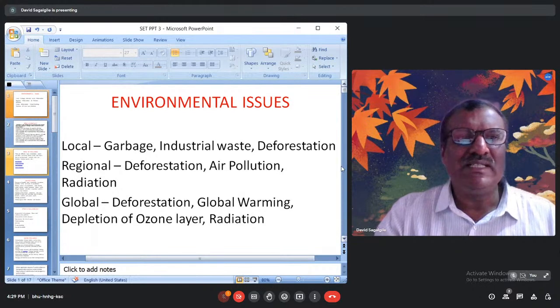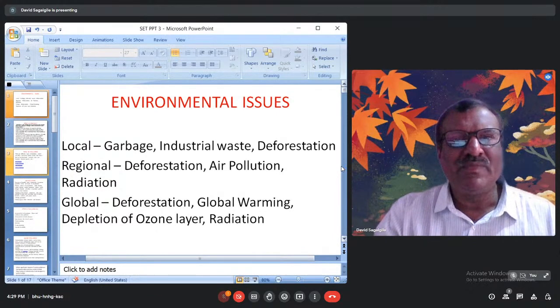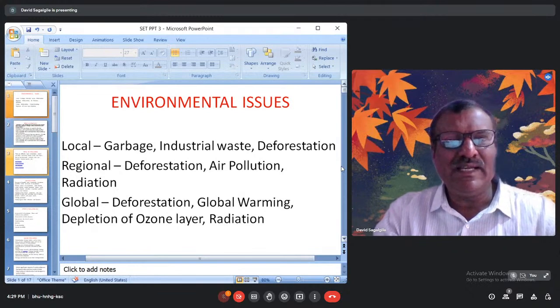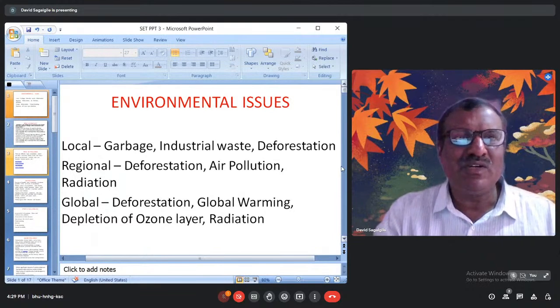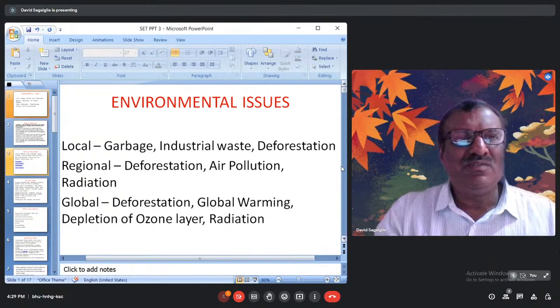So here we see that the environmental issues, like climate change, global warming, deforestation, and pollution, are not only affecting a particular area or the local area where the pollution is created, but they are affecting the entire planet. The entire world is being affected because of pollution and because of environmental issues. So here we are going to study about the local environmental issues.